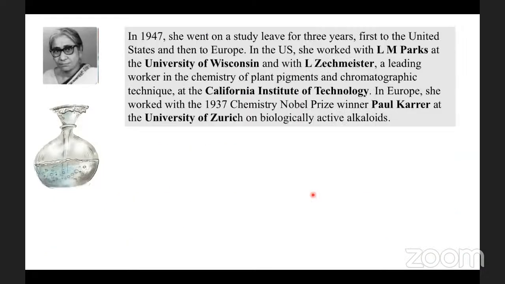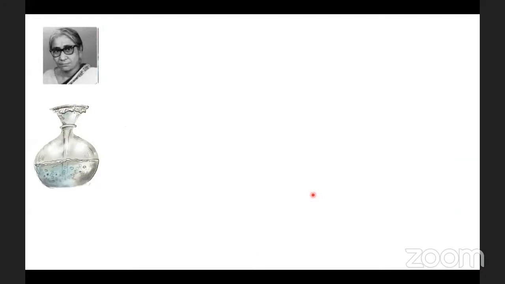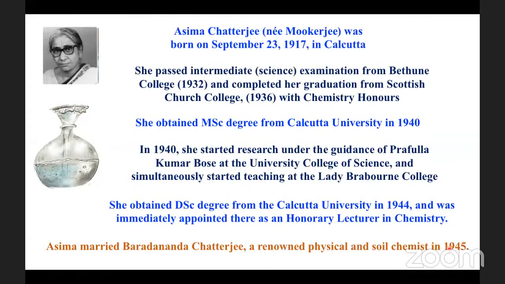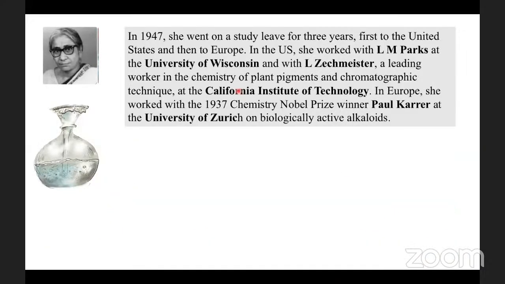Now, in 1944-45, she started working in Calcutta University. But in 1947, she went on a study leave for 3 years, first to the United States, then to Europe. In the United States, she worked with a man called L.M. Parks at the University of Wisconsin and with Zechmeister at Caltech, California Institute of Technology, who was a leading worker in plant pigments and chromatographic technique.